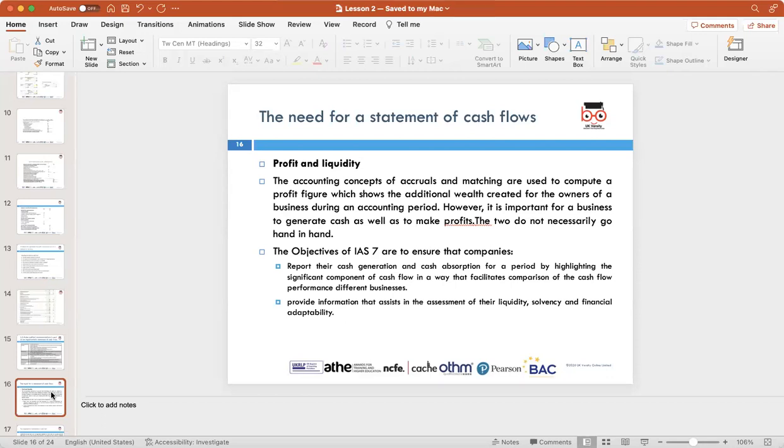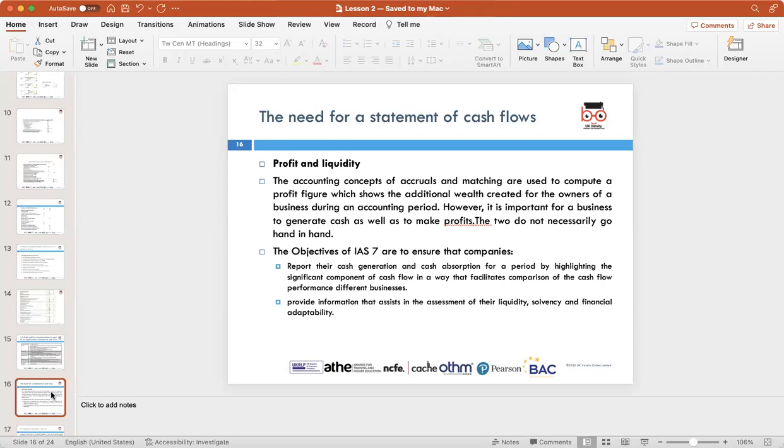The objective of IAS 7 is to ensure that companies report their cash generation and cash absorption for a period by highlighting the significant components of cash flow in a way that facilitates comparison of the cash flow performance of different businesses. So it provides information that assists in the assessment of their liquidity, solvency, and financial adaptability.